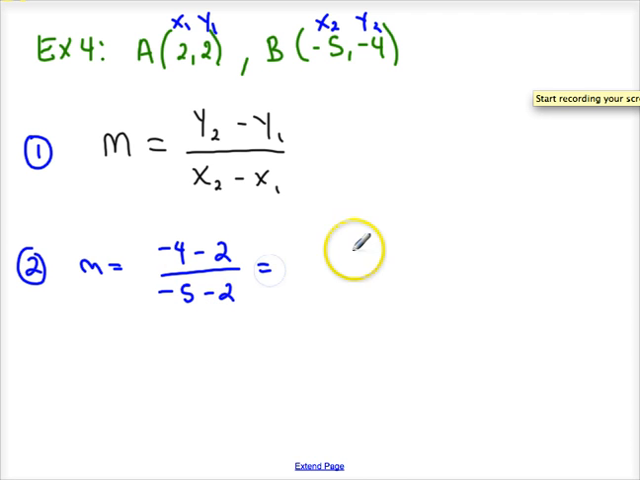In this case, negative 4 minus 2 gives me an answer of negative 6. Negative 5 minus negative 2 gives me an answer of negative 7. Be careful, make sure you simplify. You have two negatives. A negative divided by a negative becomes a positive, so this becomes an answer of 6 over 7. So m equals 6/7.